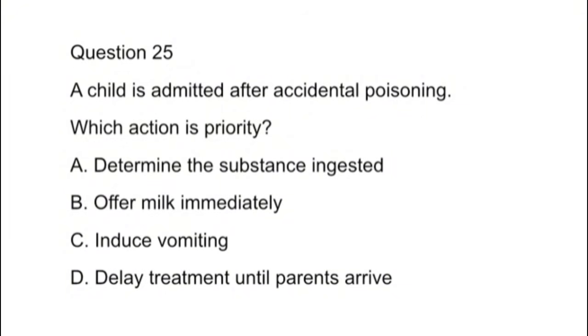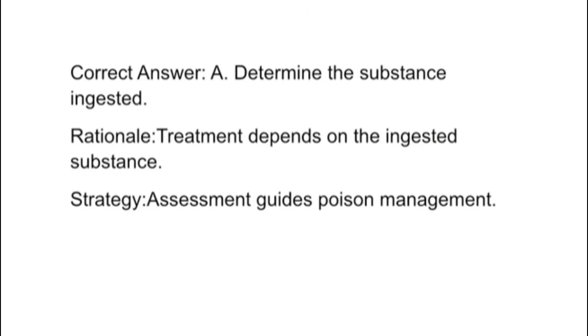Question 25. A child is admitted after accidental poisoning. Which action is priority? A. Determine the substance ingested. B. Offer milk immediately. C. Induce vomiting. D. Delay treatment until parents arrive. Correct answer, A. Determine the substance ingested. Rationale. Treatment depends on the ingested substance. Strategy. Assessment guides poison management.